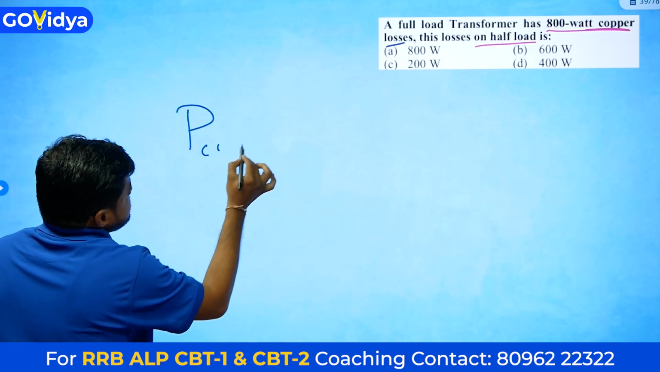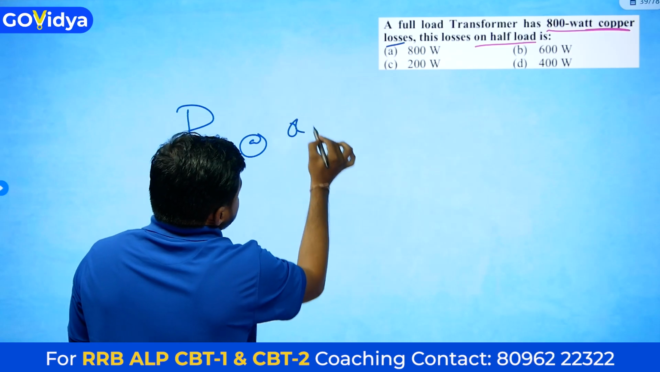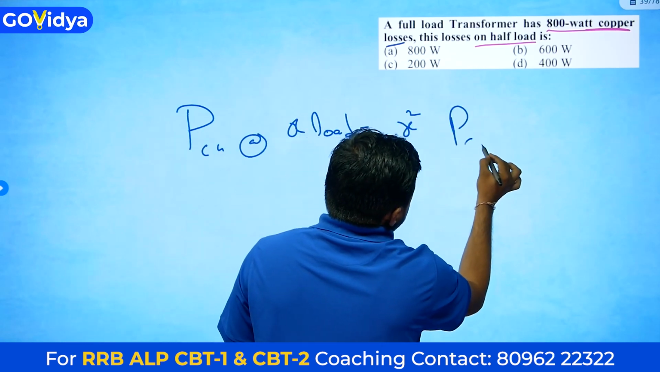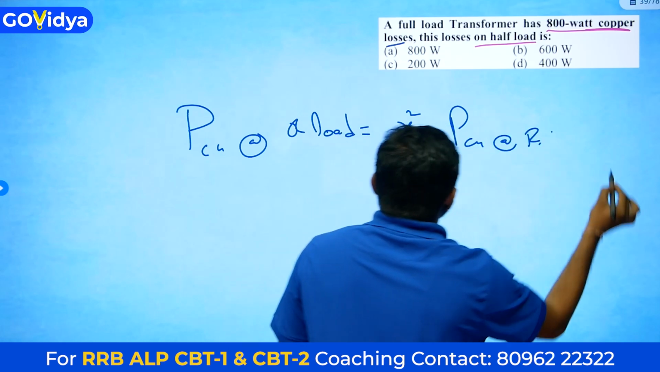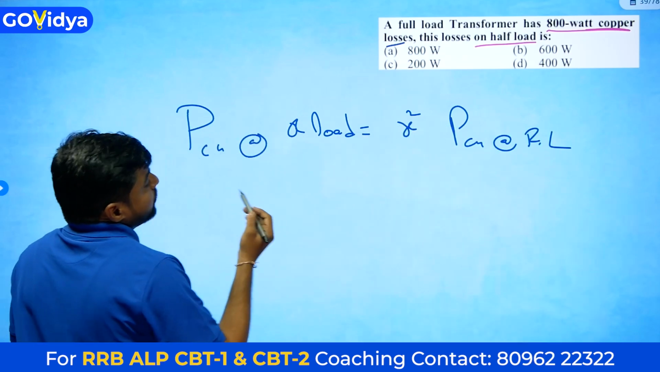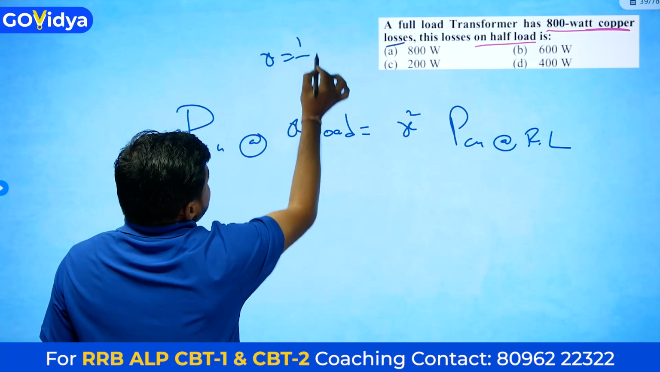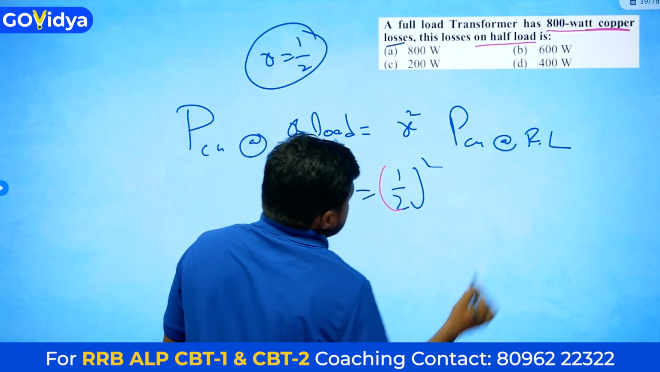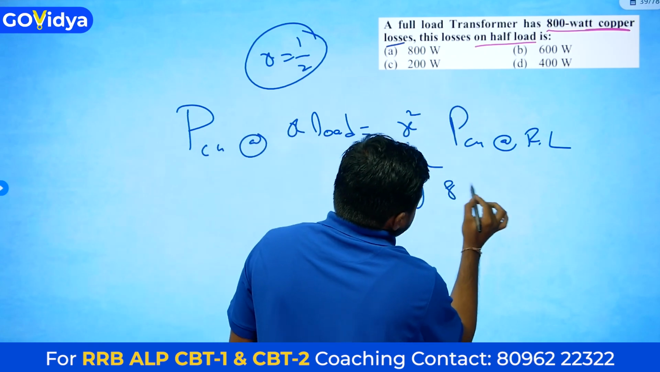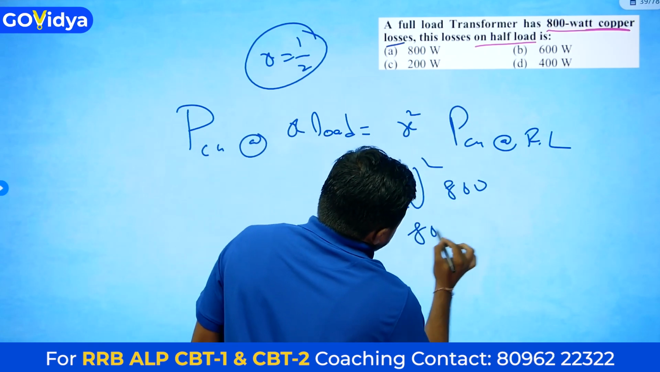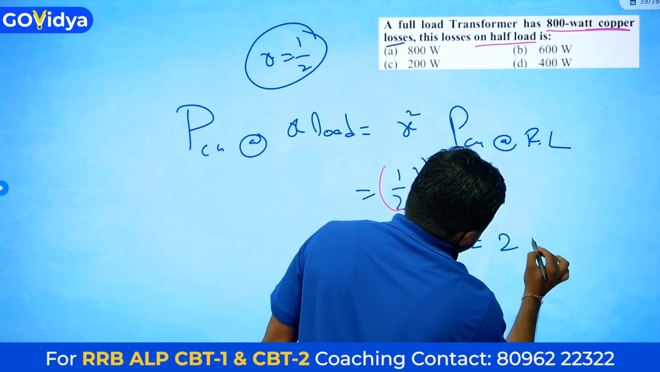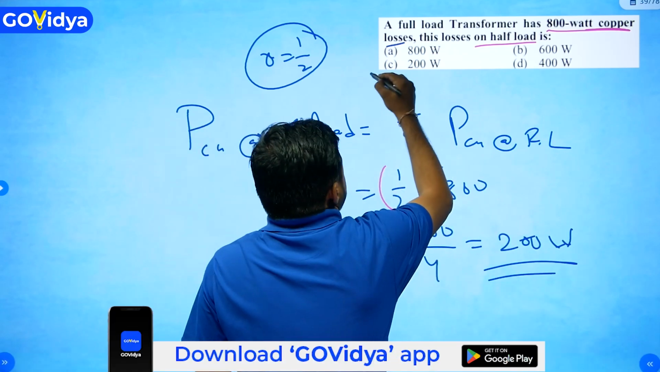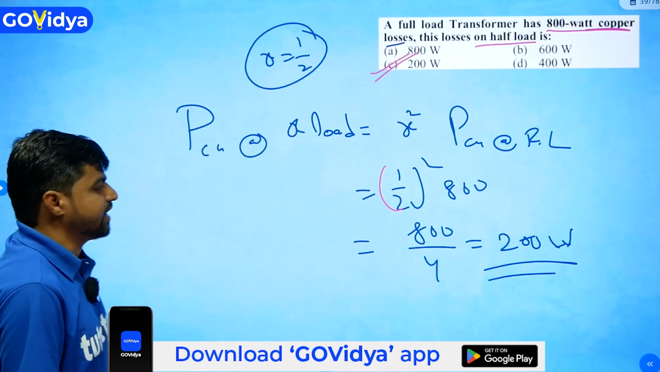Copper loss at X load is equal to X square into copper loss at full load. Here X is the load. X is 1 by 2, half of the load. Substitute here: X square, 1 by 2 whole square, into copper loss at full load 800, is equal to 800 by 4, which is 200 watts. 200 watts is the copper loss at off load. Option C is the correct answer.